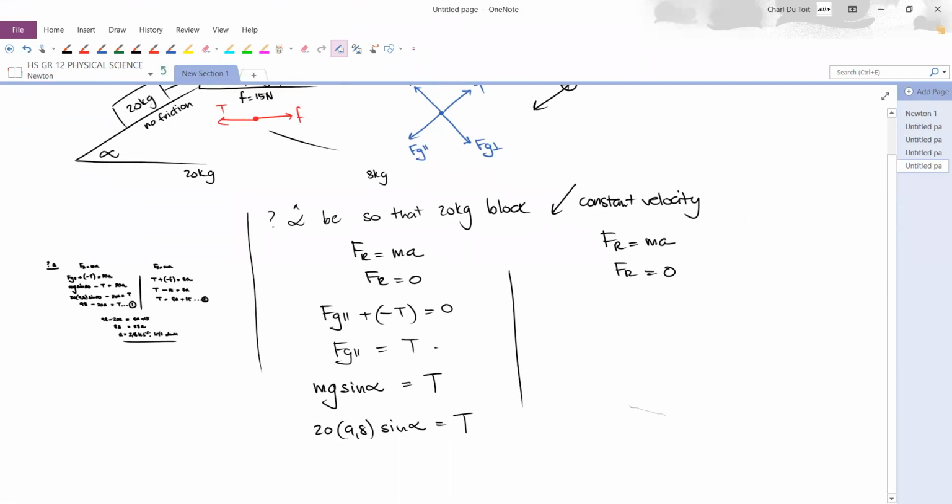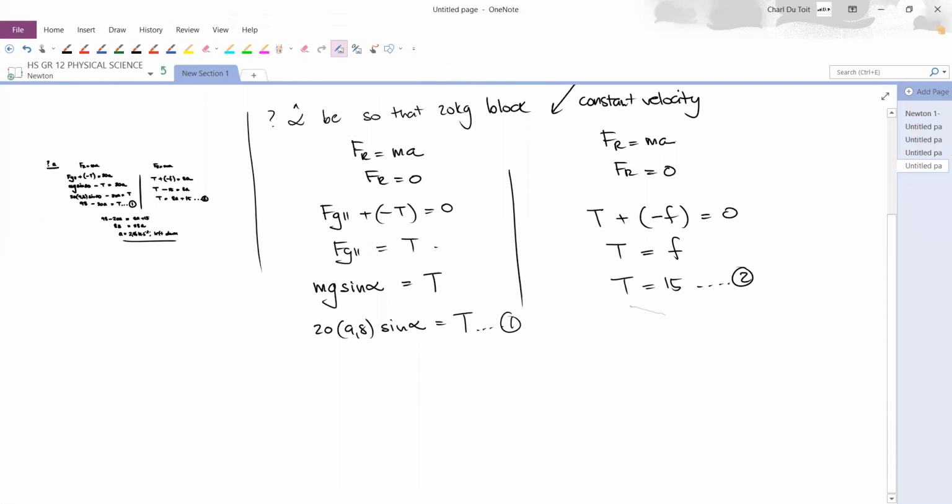Then I have a second equation that comes off that red drawing of the 8 kg block. And in that drawing, the tension in the rope is positive, while I have a negative frictional force, and that equals 0. So the tension in the rope equals the frictional force. So the tension in a rope equals 15, because the frictional force is 15. And that's my second equation.